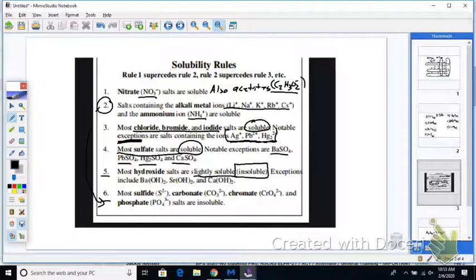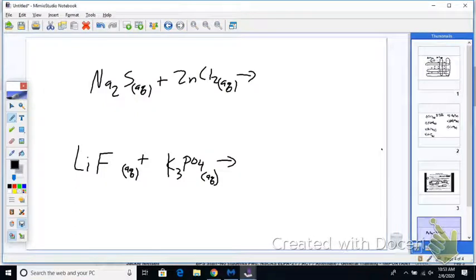Okay. So what I need you to do is practice doing a double displacement and writing out your products and determining if they're solid or aqueous.